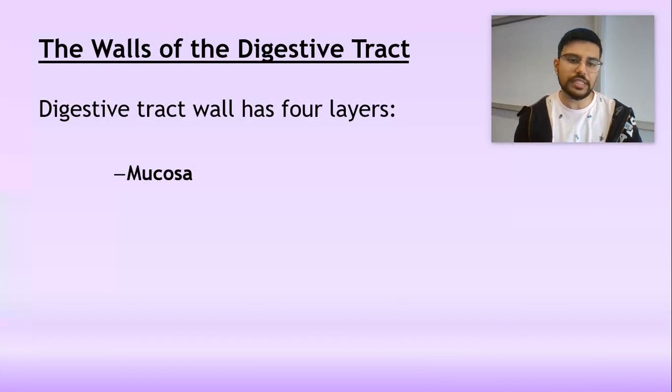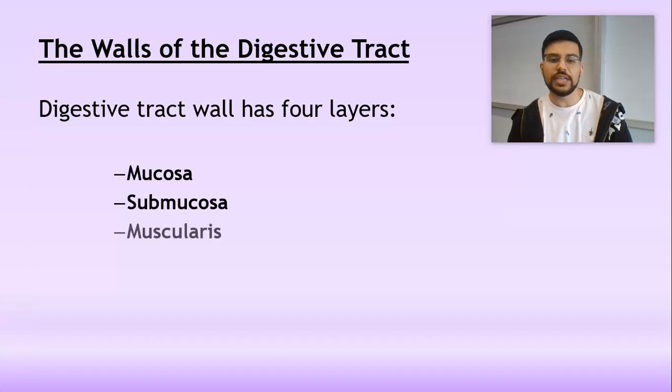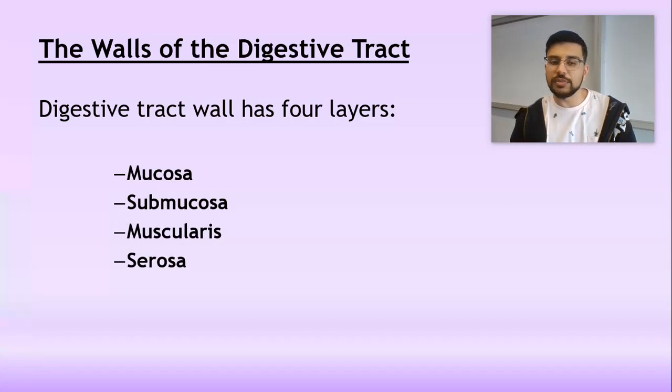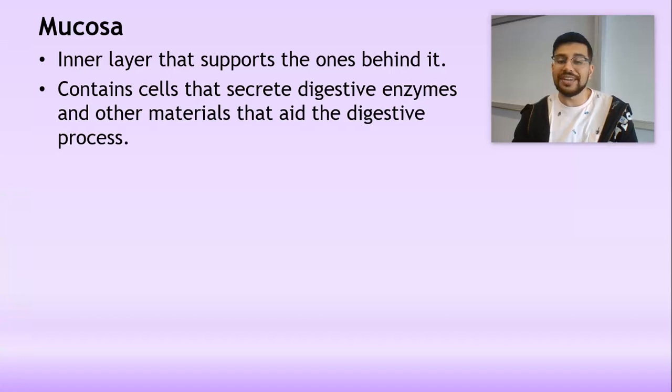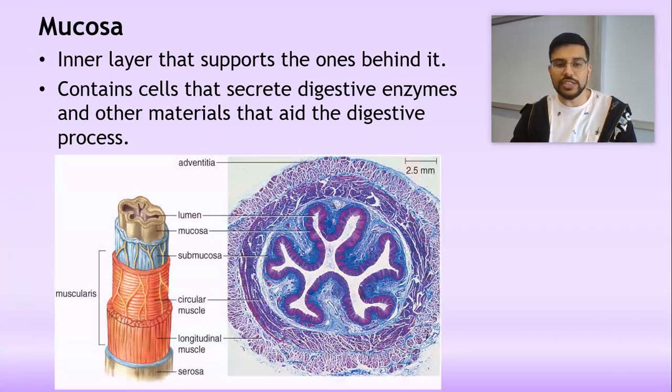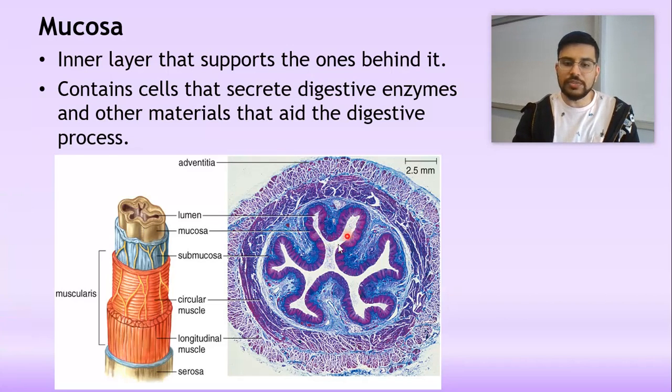So the way that the digestive tract works is there's four different layers that make each part up. You've got the mucosa, submucosa, muscularis, and the serosa. The mucosa is this inner layer, and this is going to support everything behind it. It has a whole bunch of different cells that constantly secrete digestive enzymes so that your food is always digesting along the pathway. So here's a picture. I'll show this to you on every slide for this part here. But you can see the mucosa is this inner layer, and it's got a lot of bumps and folds for a lot of surface area, but that's going to have those digestive enzymes in them.